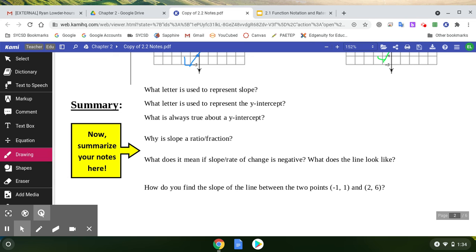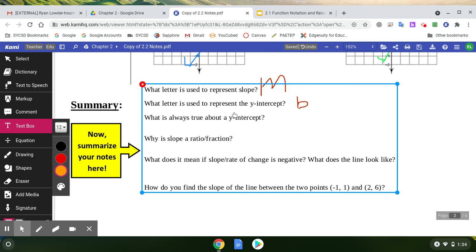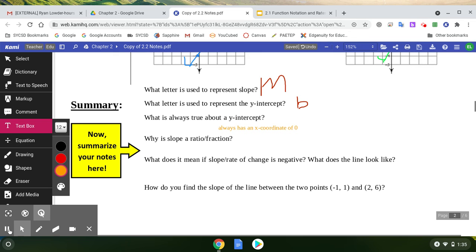So what letter is used to represent slope? That is M. Remember that we also call the slope the rate of change. The letter used to represent the y-intercept is B. What is always true about a y-intercept? So here we might say that because the y-intercept is on the y-axis, it always has an x-coordinate of 0.